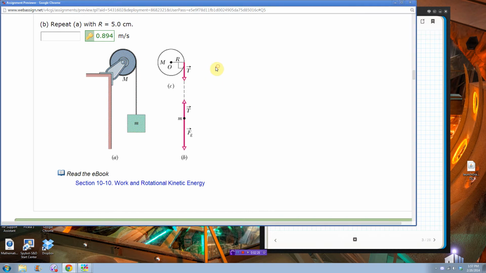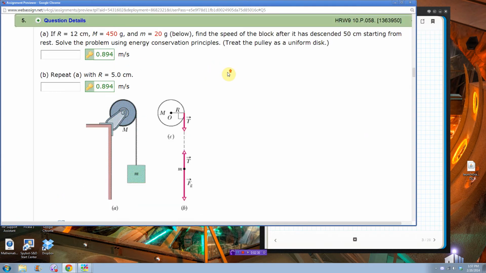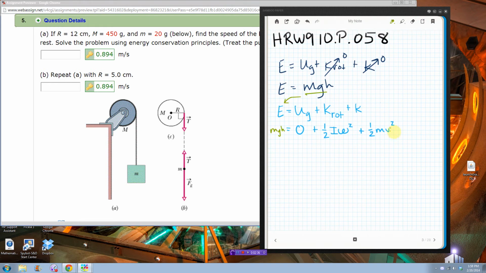That is what I want. I want to know how fast it is falling, the speed of the block. That's v, linear velocity. So I just need to find out what I is, and what omega is, and stick it in there, and then I can solve for v.